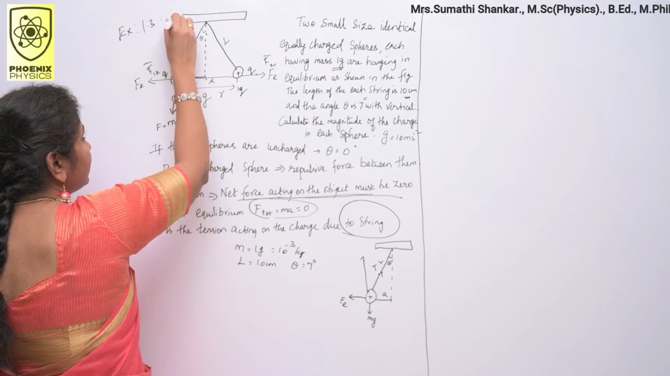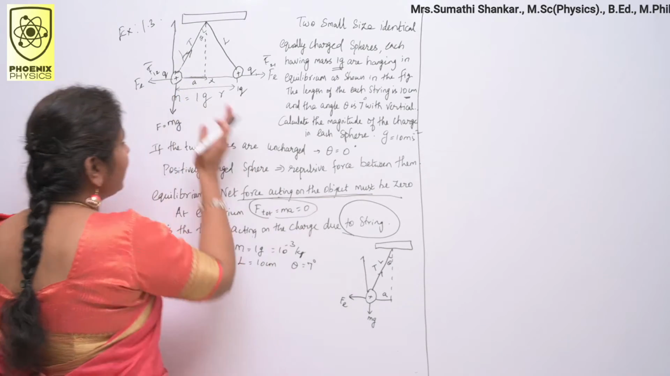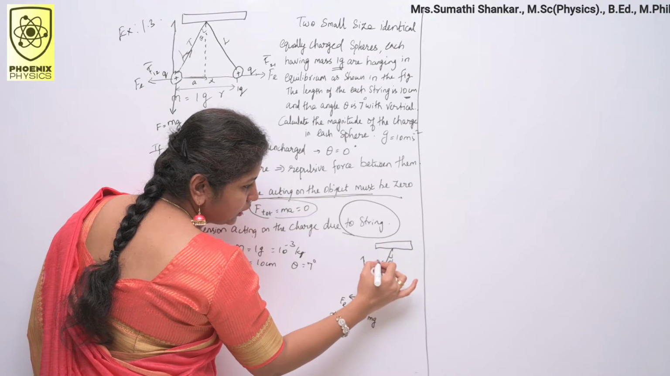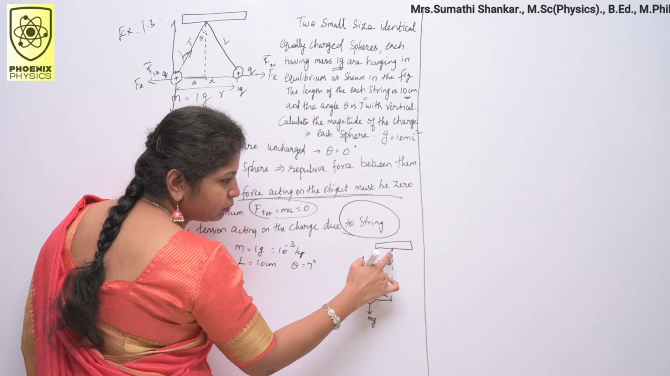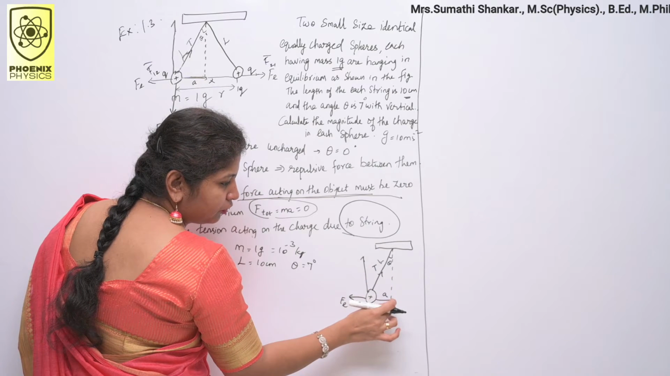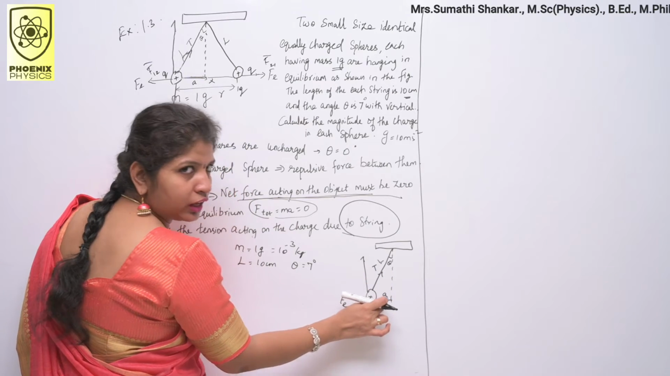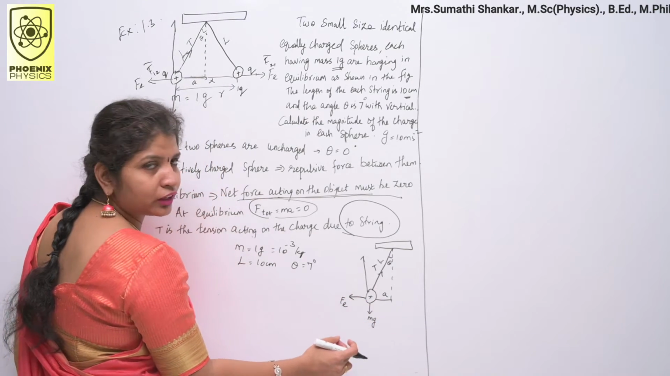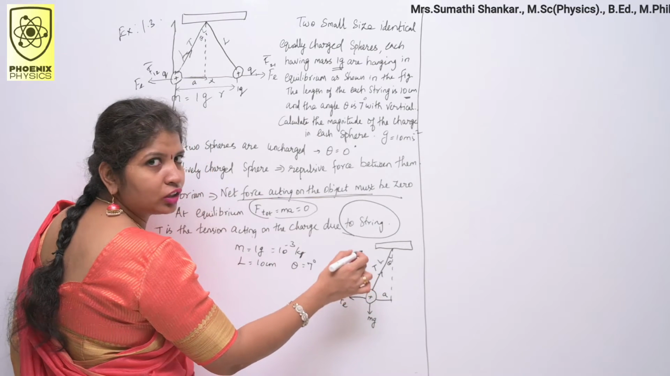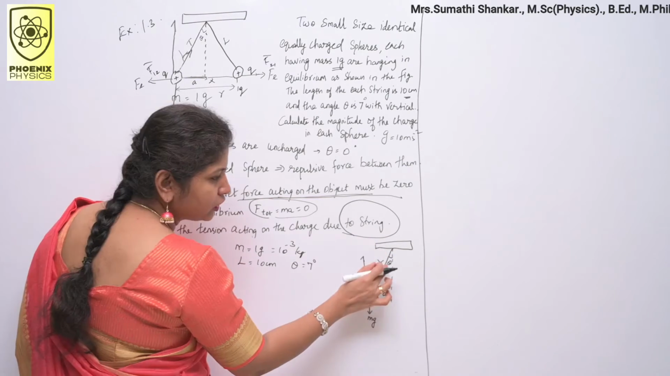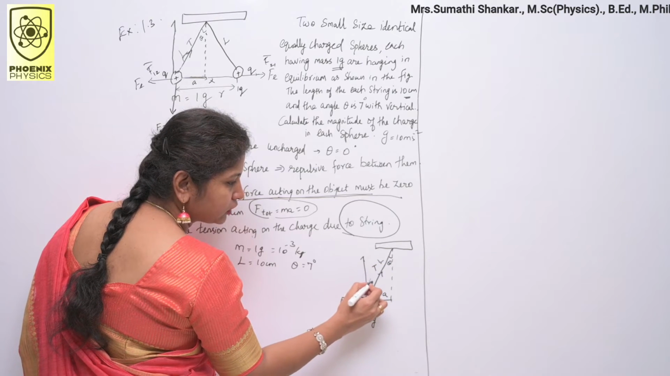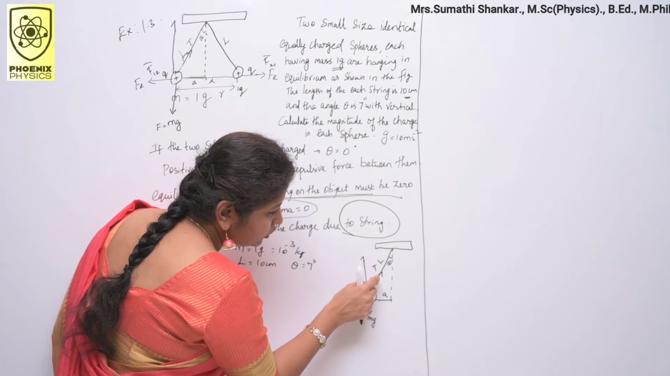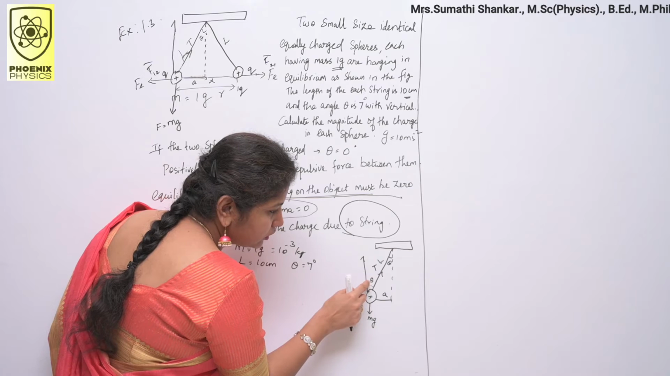Extend this line like this, or look at the diagram. I am just considering this sphere alone. From the center, the string distance is L. It makes an angle theta. From the center, the distance is A. What is this mg? Mg is nothing but the gravitational force acting in the downward direction. What is this T? Tension on the string acts in this direction. So here this angle is also theta. This is nothing but alternate angle.